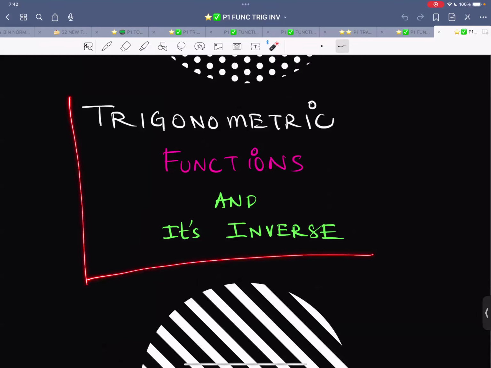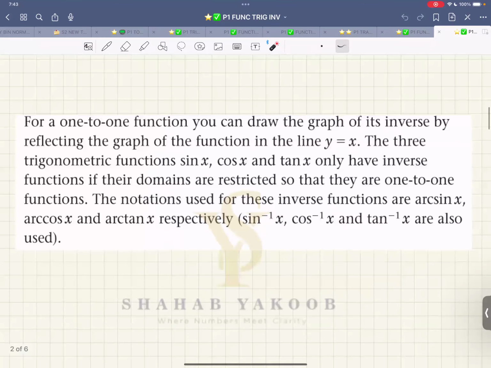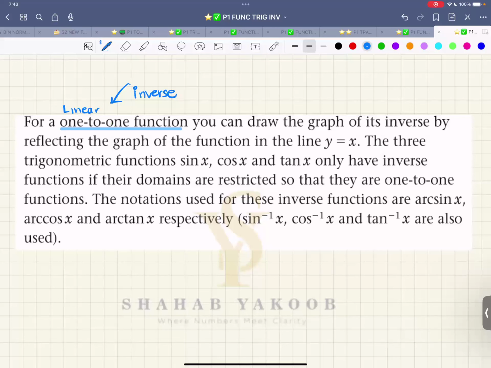In this video, we are talking about trigonometric functions and its inverse. Let me underline a few things. We know that if a function is one-to-one, inverse exists. So first of all, inverse only exists for a one-to-one function. Whether that one-to-one function is a linear function, a quadratic function, a cubic function, or a trigonometric function, if it's one-to-one, inverse exists.